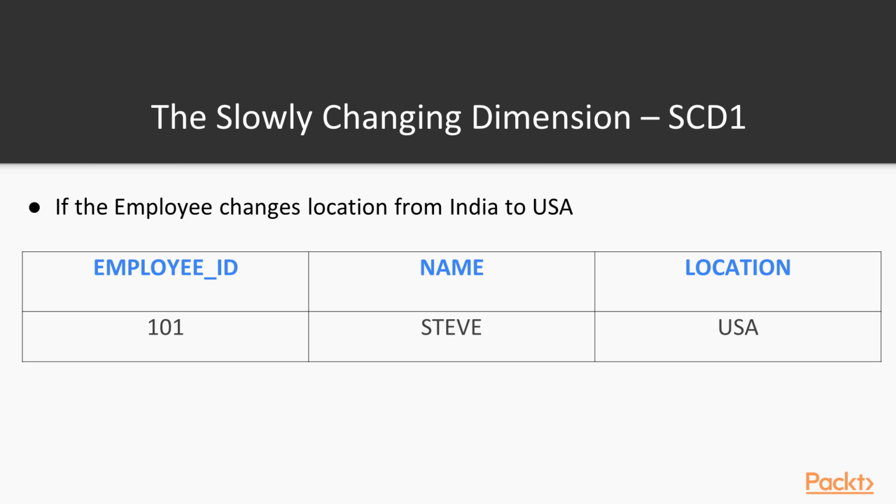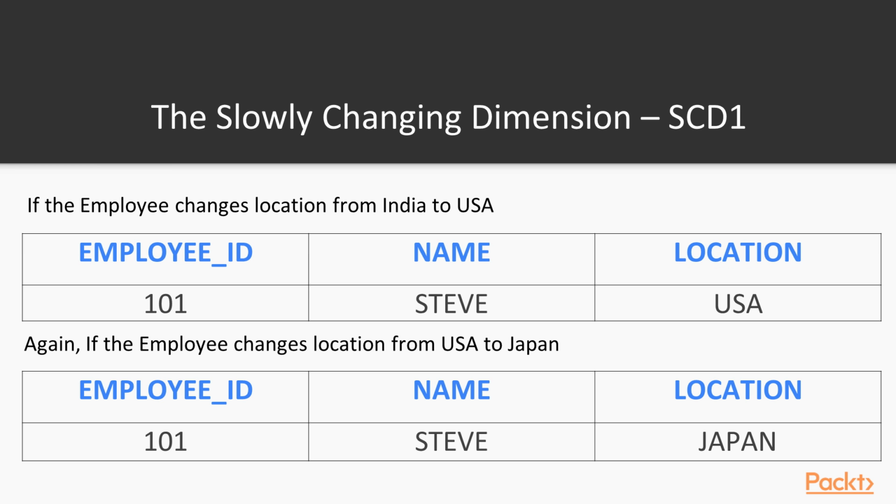In SCD 1, India will be replaced with USA. So, we end up having only current data and we lose on historical data. If Steve shifted to Japan, the location data will be replaced from USA to Japan. The advantage of SCD 1 is we do not consume a lot of space in maintaining the data. Disadvantage is we do not have the historical data.